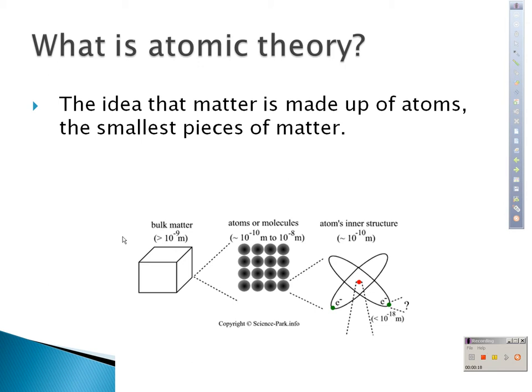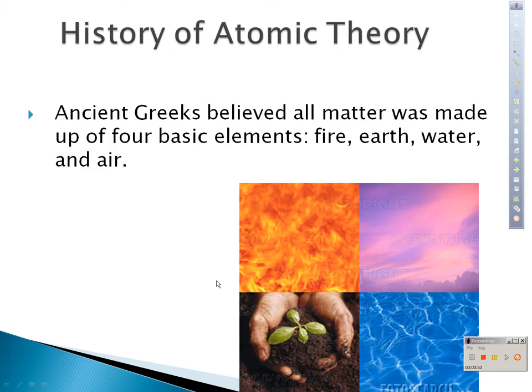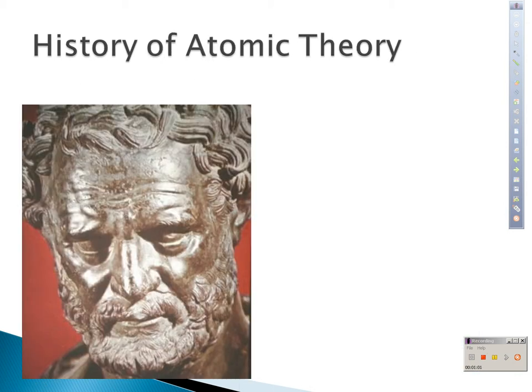So right here you have your bulk matter, which if you looked really close to it, would be small pieces of individual atoms. And then right here it would break it down. You have protons, neutrons, electrons. Now the ancient Greeks believed in 4 basic elements: fire, earth, water, and air. It was mainly proposed until about this time by Democritus, 460 to 370 BCE.